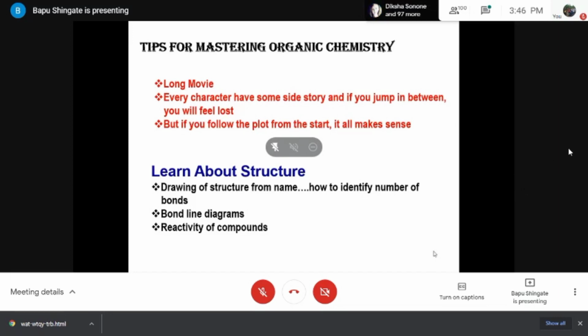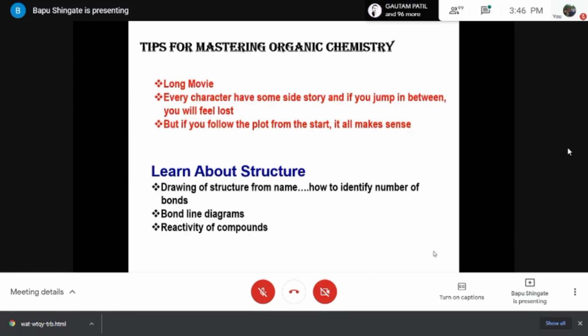If you have missed the topic alcohols, then you will not understand carbonyls, because most of the things are interrelated. Organic chemistry is a dependent chemistry. It depends on other parts, like alcohols, alkenes, alkynes, because they are interconvertible. That's why you should know the fundamentals of organic chemistry.